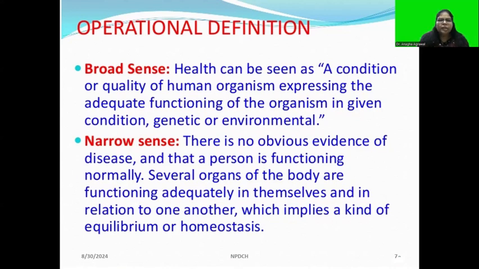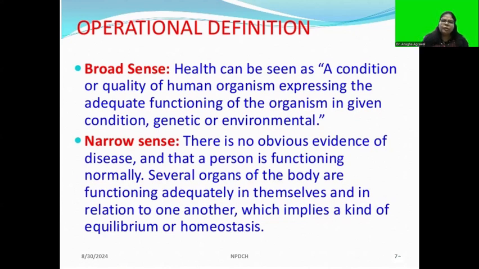Whereas in the narrow sense, there is no obvious evidence of disease and a person is functioning normally. Several organs of the body are functioning adequately in themselves and in relation to one another, which implies a kind of equilibrium or homeostasis. I'll give you an example. For example, a person with hypertension. That person has a disease. But with the help of medication, modern medicine, he can stabilize his BP so that he can work normally with that condition also.